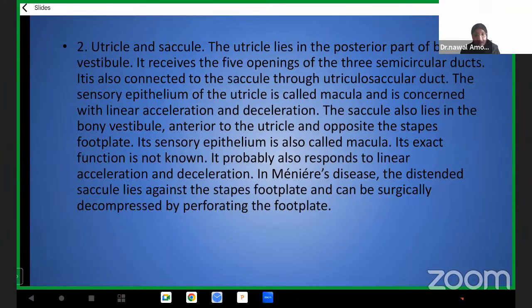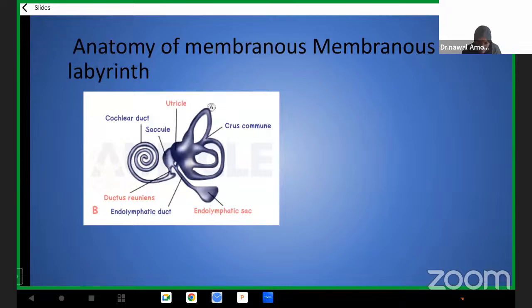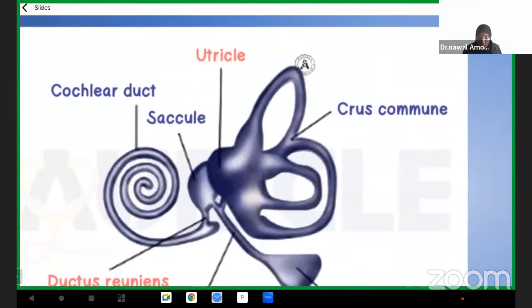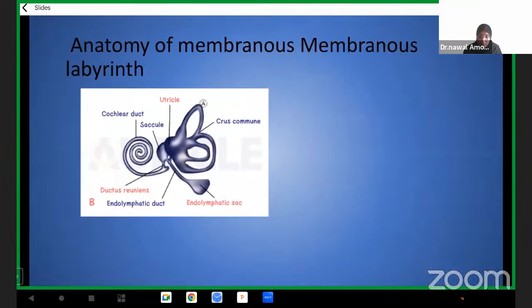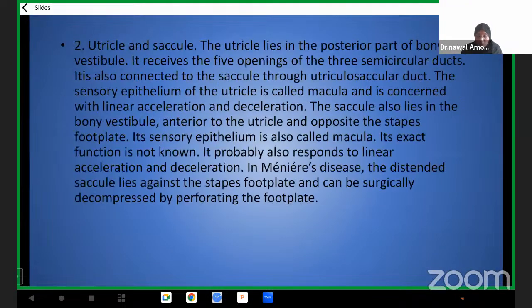Talking about utricle and saccule, going back to the diagram again. Here you have the utricle and saccule placed close to each other. Red is the utricle and blue is the saccule. The utricle lies in the posterior part of the bony vestibule, as you can see in the diagram, it is posterior.